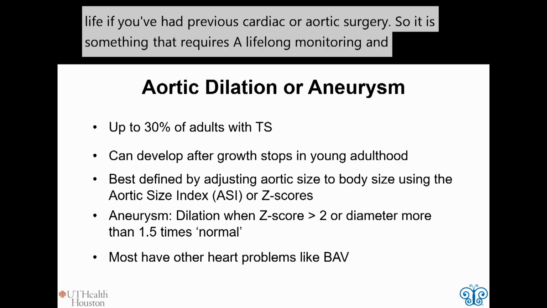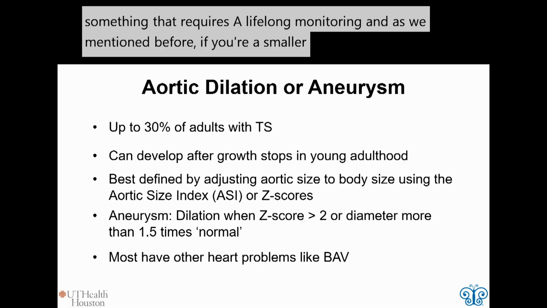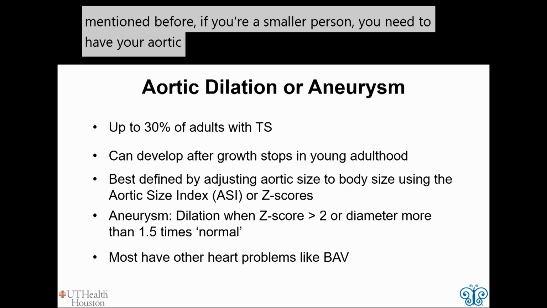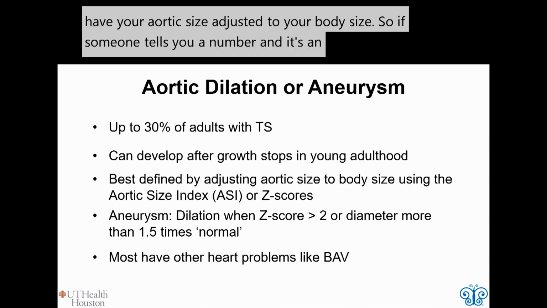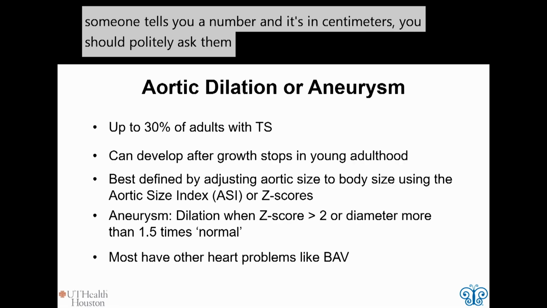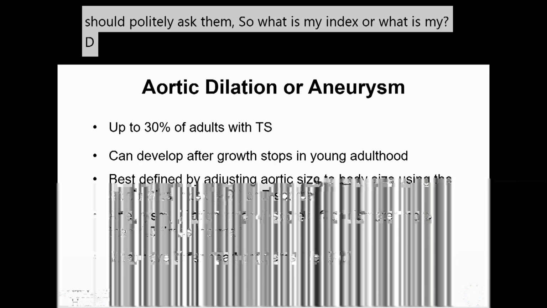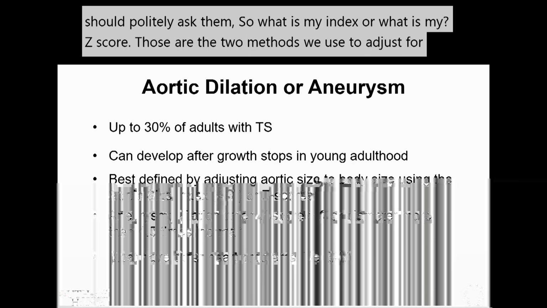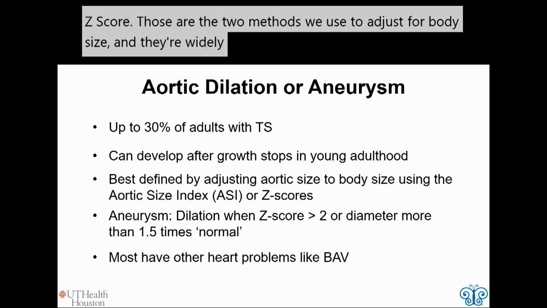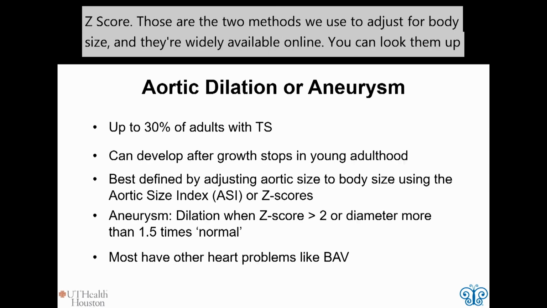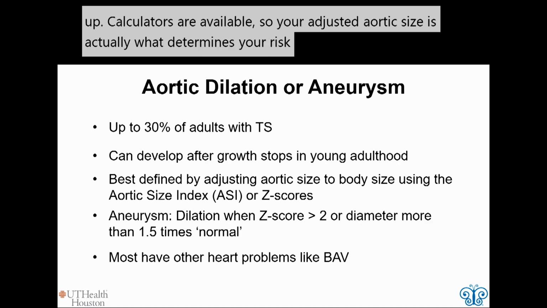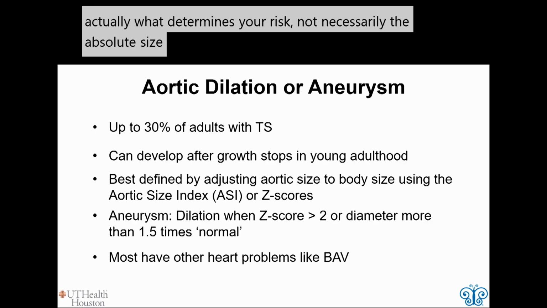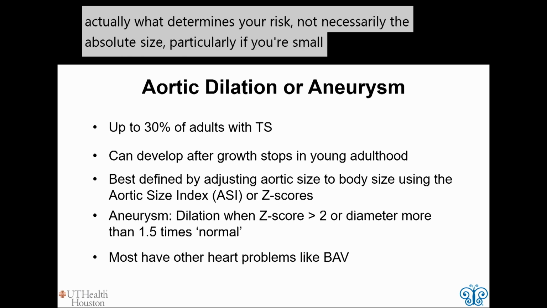And as we mentioned before, if you're a smaller person, you need to have your aortic size adjusted to your body size. So if someone tells you a number and it's in centimeters, you should politely ask them, so what is my index or what is my Z-score? Those are the two methods we use to adjust for body size, and they're widely available online. You can look them up. Calculators are available. So your adjusted aortic size is actually what determines your risk, not necessarily the absolute size. Particularly if you're small, it's very important for your doctor to do that.